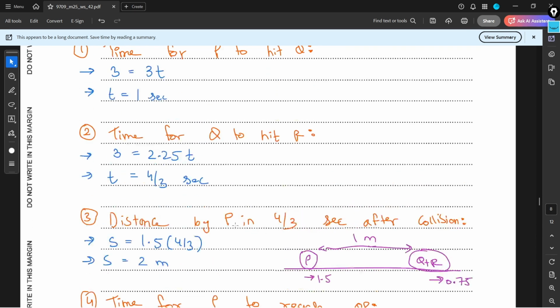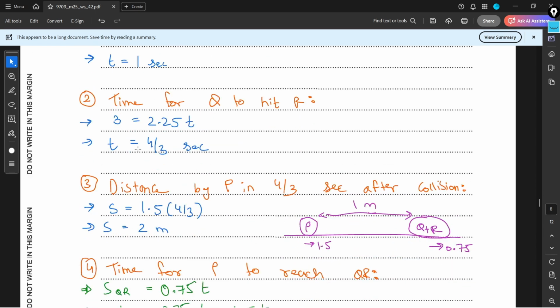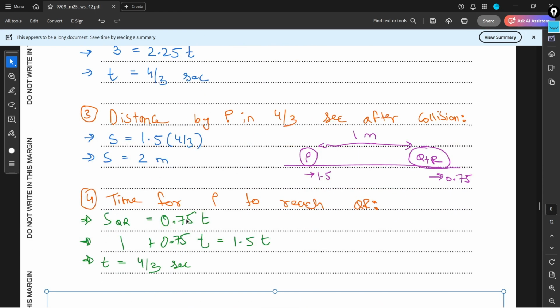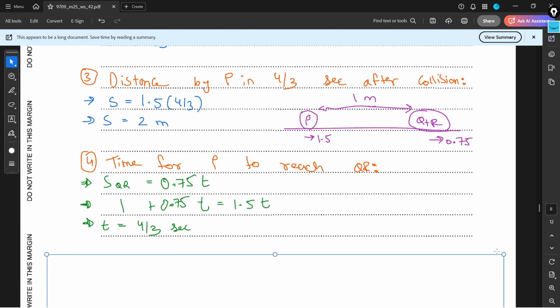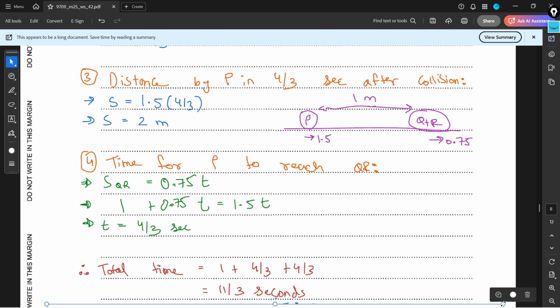So in the first interval, it was 1 second. In the second interval, it is 4 by 3. And even in the final interval, it is 4 by 3 seconds. If you add all of these values together, you will have the complete time taken in this journey coming out to be 11 by 3 seconds. That is how we solved this part.